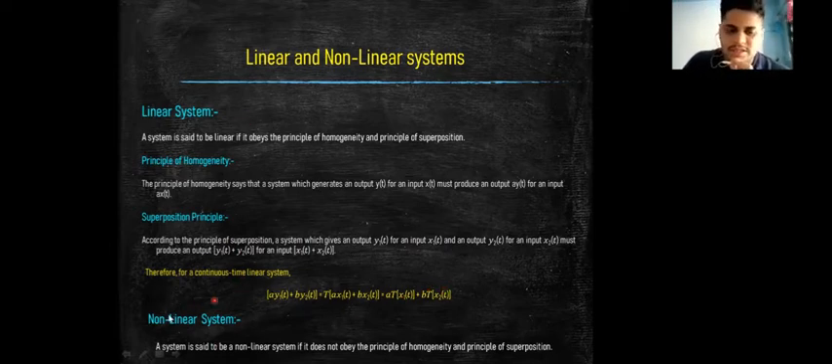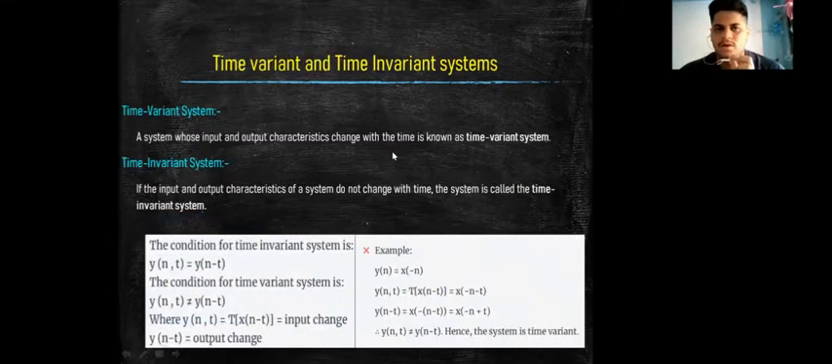Now a system is said to be non-linear if it does not obey the principle of homogeneity and the principle of superposition. So it obeys none of these principles. Now this was linear and non-linear systems. Now let's take a look at the next type, which is time variant and time invariant systems. A system whose input and output characteristics change with time is known as a time variant system. If the input and output characteristics of a system do not change with time, it is called a time invariant system.